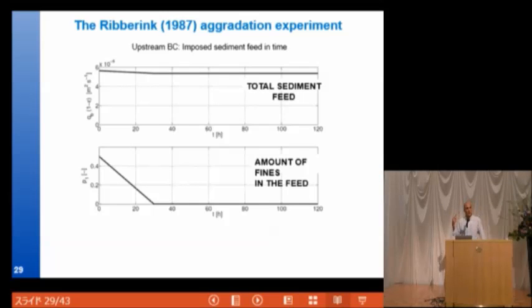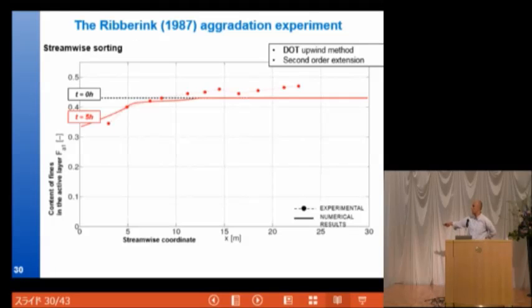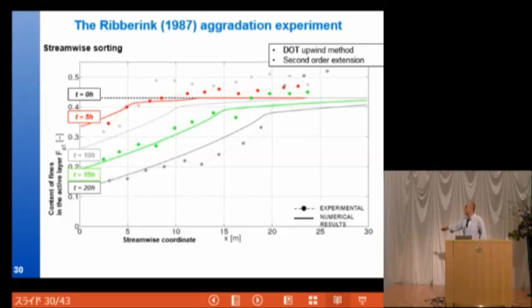At the upstream boundary condition, what he did was decrease the content of fines, which goes from 0.45 to 0 in 30 hours, while the solid discharge at the inlet remains constant. Essentially, he introduced into the system a coarsening wave, which can be interpreted as a sorting wave, somehow. You can compare here: the red bullets are the experiments, and the continuous line is the numerical results.